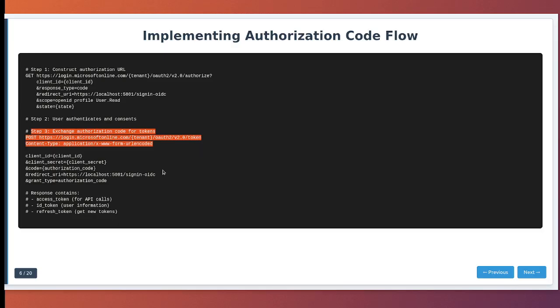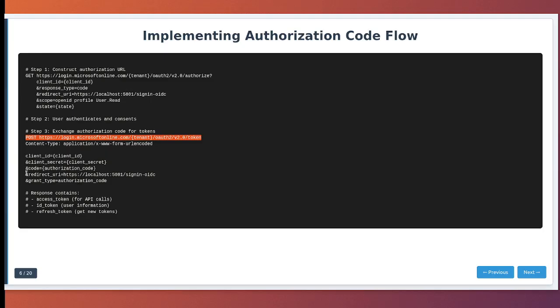Step 3 is the token exchange. This must happen on your backend. Never expose your client secret in client-side code. The POST request to the token endpoint includes the authorization code you received. The grant type must be authorization code. Include the same redirect URI you used in step 1. This is for validation, not for actual redirection.